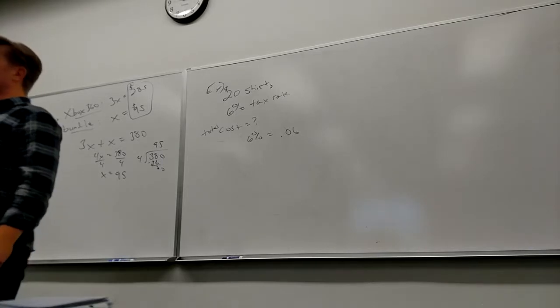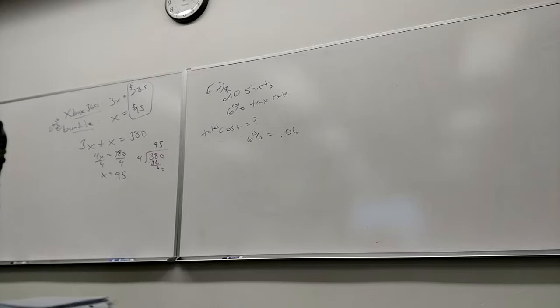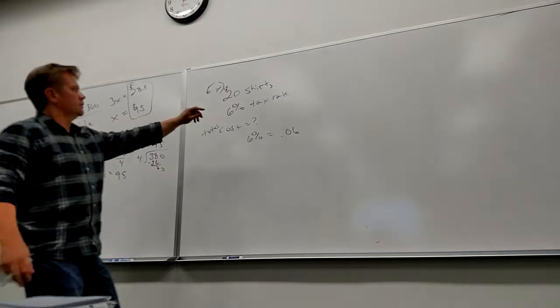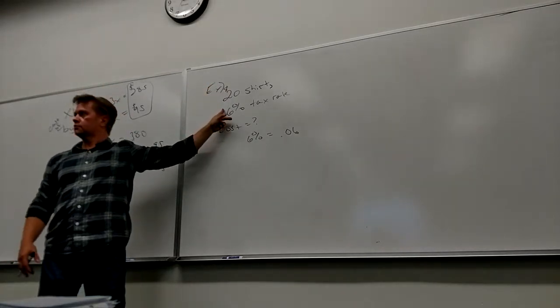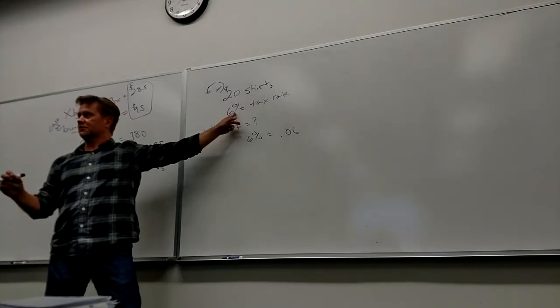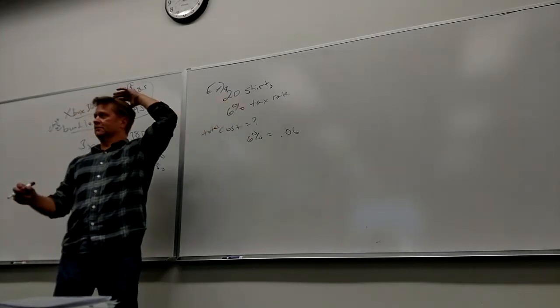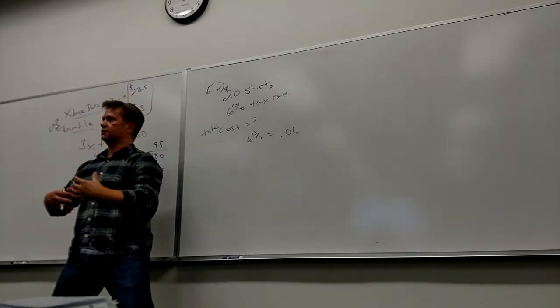$20. So that's the thing right there. People don't understand that percent means out of 100, right? That doesn't mean that 6% is always going to be of 100. So if it was a $100 shirt, then the tax would be $6, because 6% means $6 for every $100. But this is $20, not 100, so it should be less than $6 tax, right?